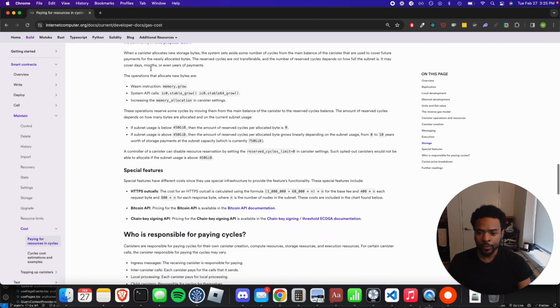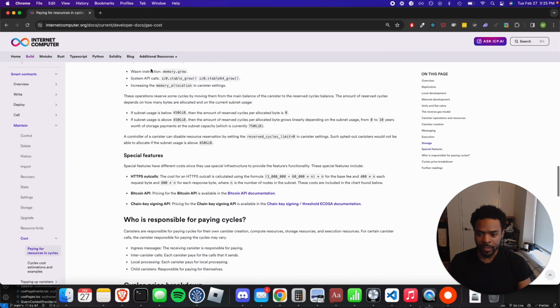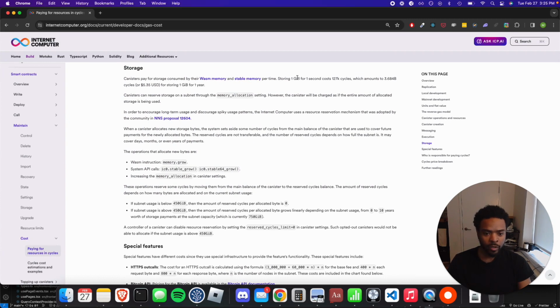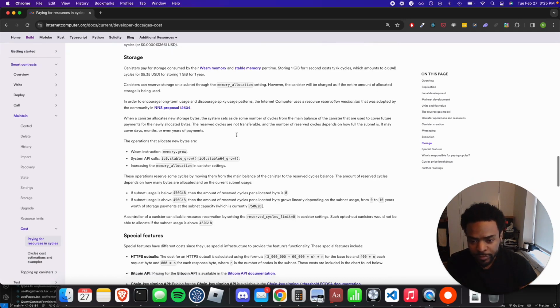All right, so you'll also be paying for storage, and how is it calculated? Storing 1 gigabyte for 1 second costs 127,000 cycles, which amounts to about 3 billion cycles, or $5 for storing 1 gigabyte per year. Okay, so this is what we saw earlier when we first opened up the docs. $5 per gig per year.